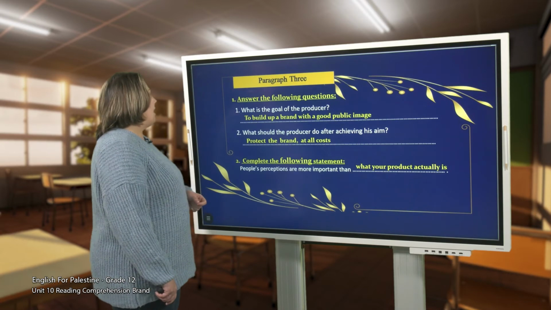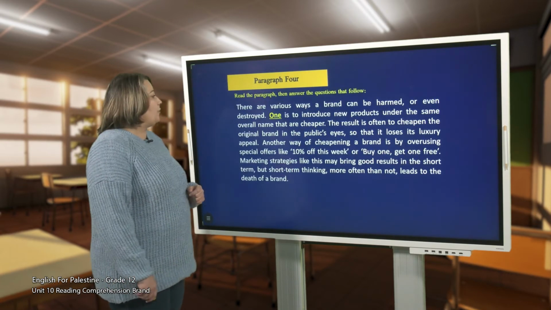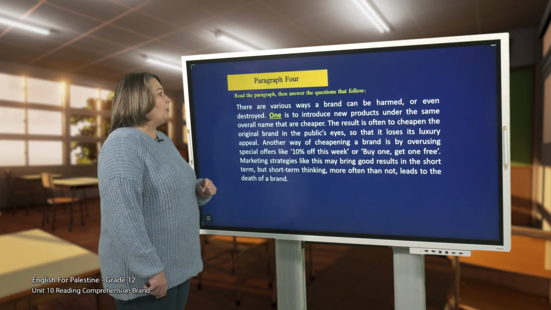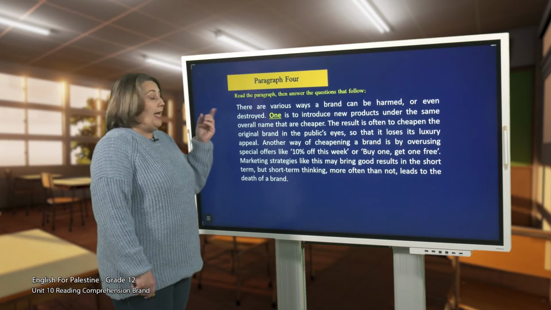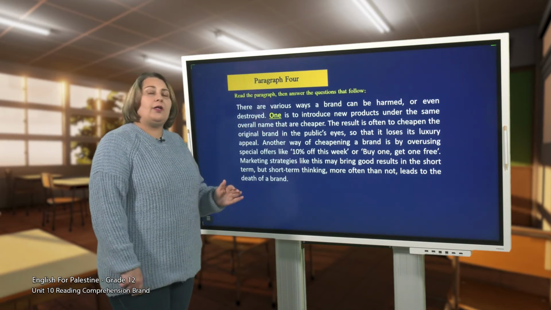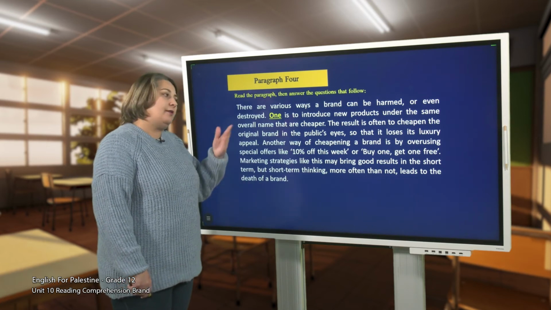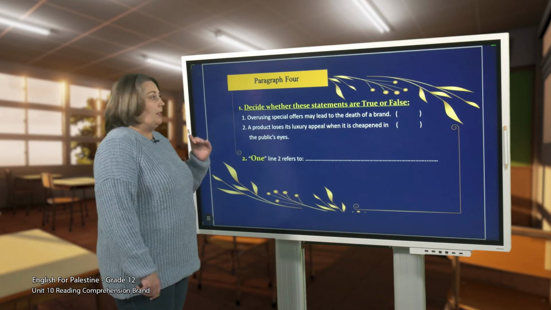Thank you very much. Now, paragraph 4. Also, this one is a little bit longer, and I just want you to read it for 2 or 3 minutes. That will be good for you. And pay attention to the word 1 over here. And now we're going to have a look also at the questions. Then we'll go back to the paragraph itself.